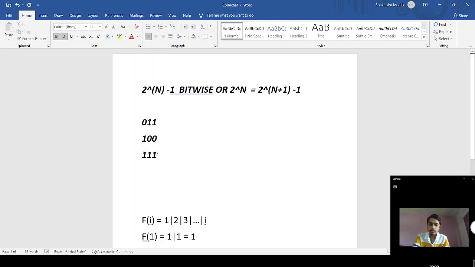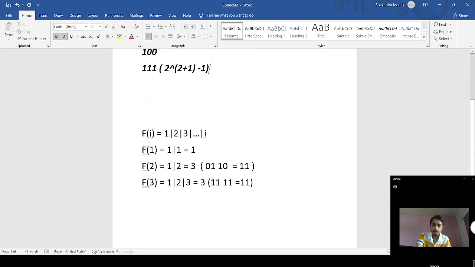So what is this, 3 OR 4? This is the binary representation of 7, which is nothing but 2 to the power 2 plus 1 minus 1, that is 2 cube minus 1. So we understand how 2 to the power n minus 1 when bitwise ORed with 2 to the power n gives 2 to the power n plus 1 minus 1. Okay, now let us move towards the problem.